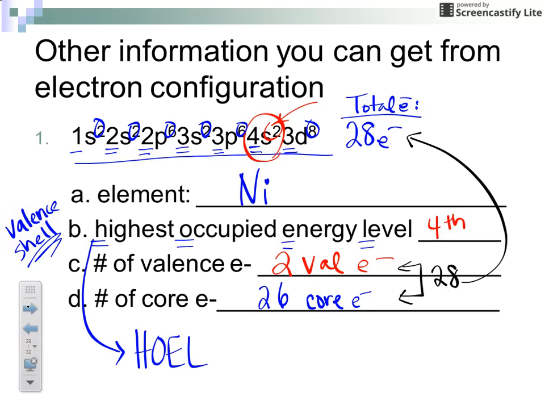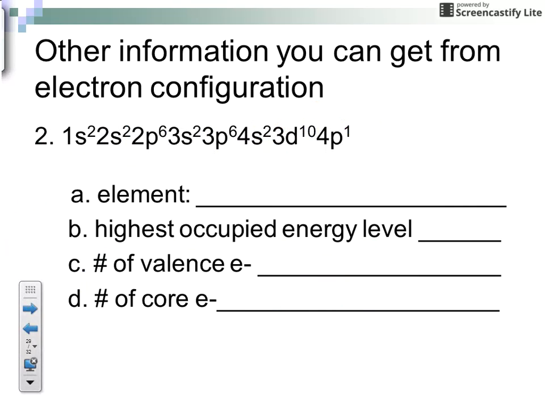This is how you find the valence electrons for your transition metals and your lanthanides and actinides. Remember, there was no pattern for those. All right, I want you to try this next one on your own. Please pause the video while you're doing it and then pick up and check your answers. I'm going to go ahead and complete it.